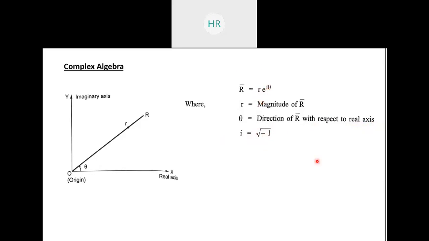You have to keep this much in mind. Then it will be easy for you to solve these velocity analysis examples. Any vector can be represented this way with the help of complex algebra, in which r is the magnitude and e raised to i theta gives the direction. And i, the imaginary part, is equal to under root of -1. We will use this property in the examples.